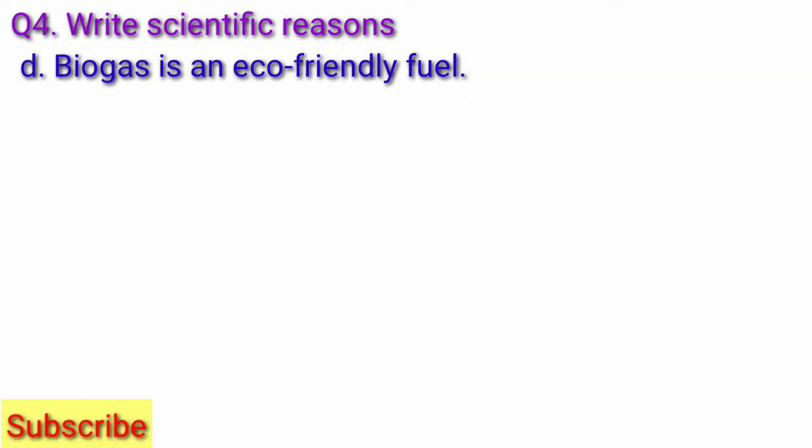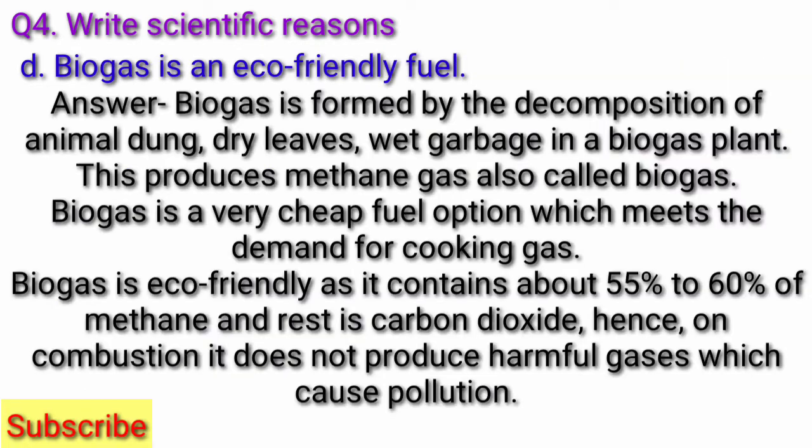Question D. Biogas is an eco-friendly fuel. Answer. Biogas is formed by the decomposition of animal dung, dry leaves, and wet garbage in a biogas plant. This produces methane gas, also called biogas. Biogas is a very cheap fuel option which meets the demand of cooking gas. Biogas is eco-friendly as it contains about 55% to 60% of methane and the rest is carbon dioxide. Hence, on combustion, it does not produce harmful gases which cause pollution.